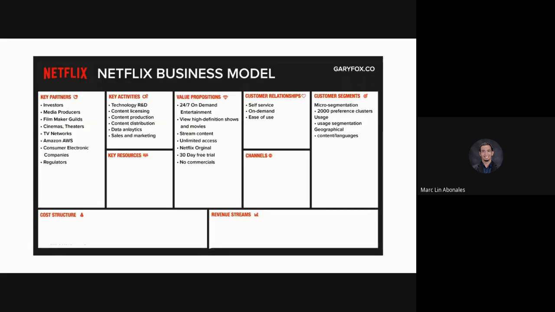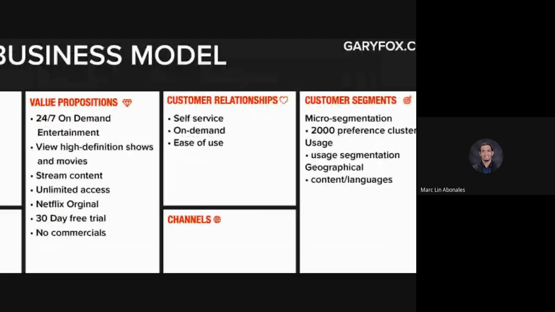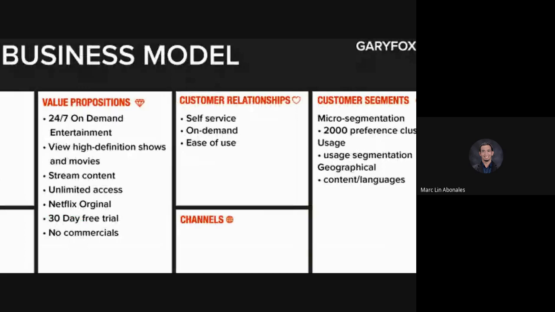So here, for Netflix, their input for customer relationships are self-service, on-demand, and ease of use. So, right, what we know about Netflix is that it is self-service. It depends on me, if I purchase Netflix, on my choice of TV series or movies. And then there is a relationship with the customer who buys this kind of product, which is Netflix.